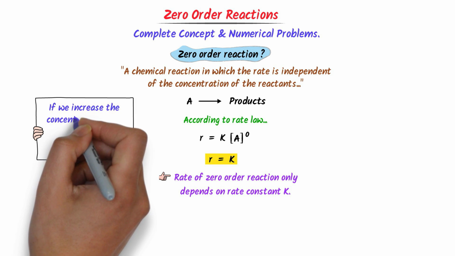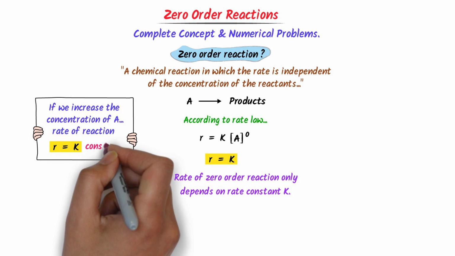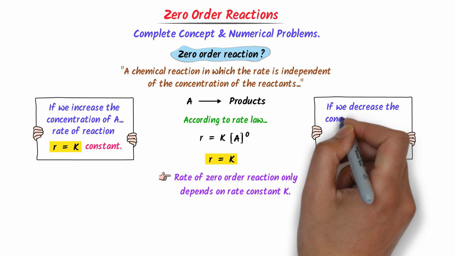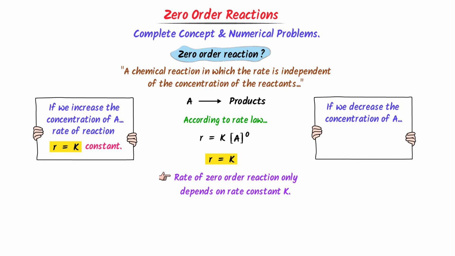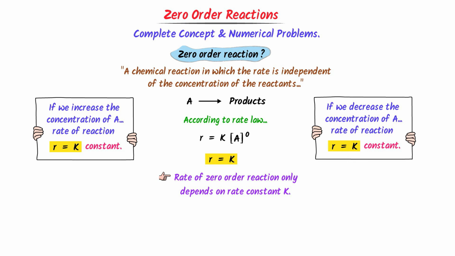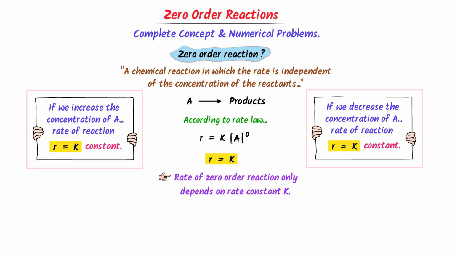If we increase the concentration of a reactant, the rate of zero order reaction remains the same. Similarly, if we decrease the concentration of a reactant, the rate of zero order reaction remains the same. I mean, increasing or decreasing doesn't affect the rate of a reaction. It only depends on rate constant or velocity constant K.